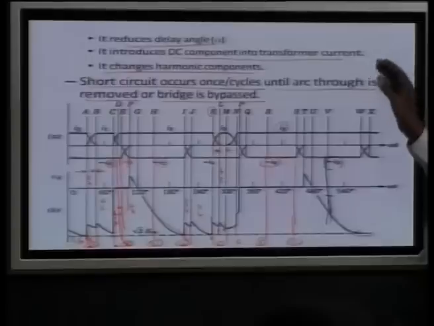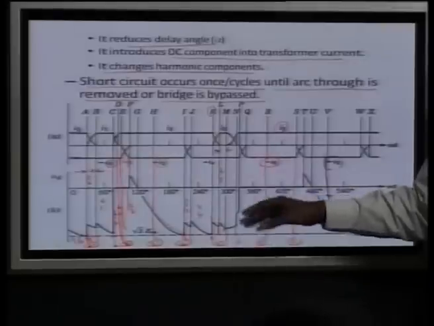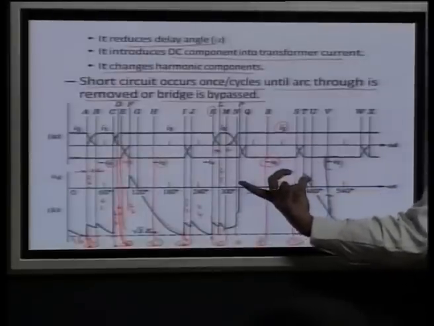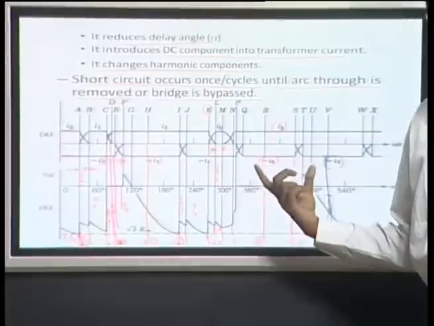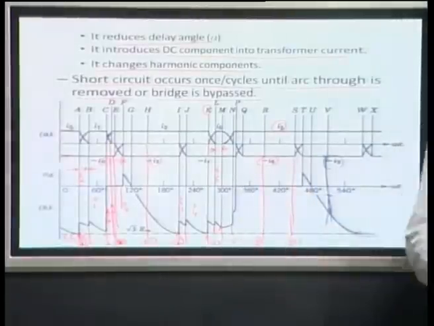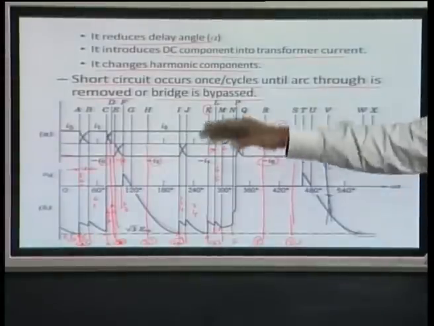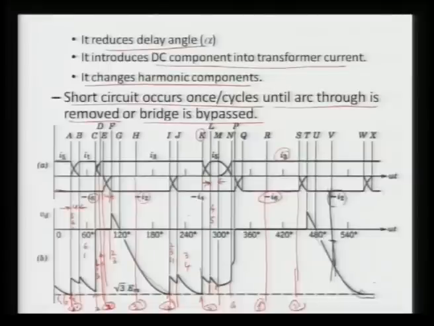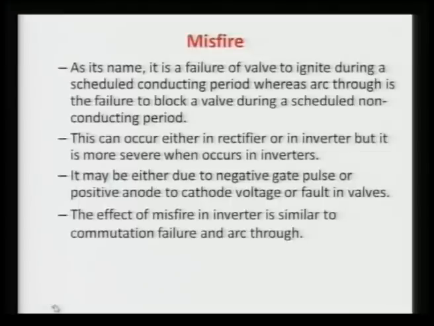But if it is still there, then we have more short circuit for a longer period, and that is very dangerous for the valves, because that may damage the valve, etc. So, this is basically the arc through concept in the mal-operation of the converter. Is that clear? Now, let us go to the misfire.